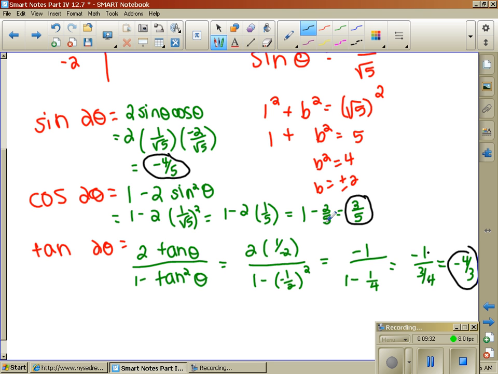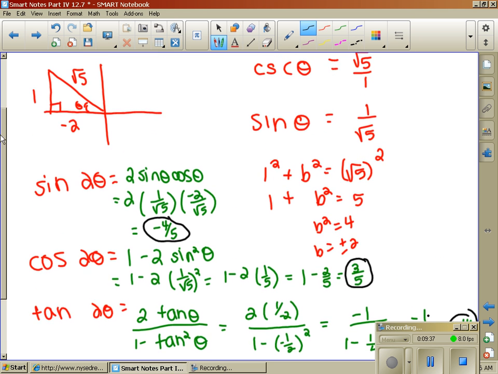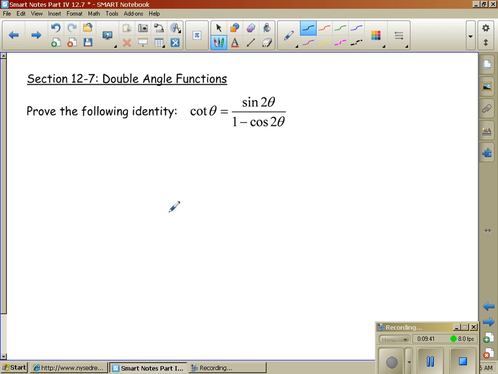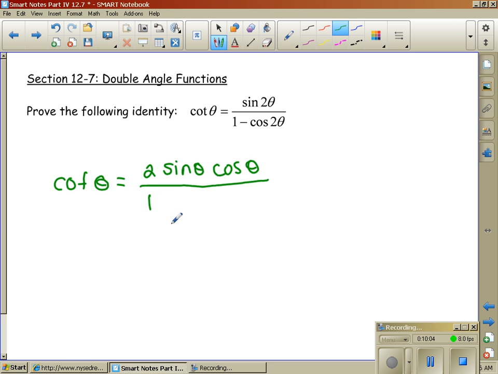Okay, again, all this so far fairly simple. Next page we're going to try proving an identity. So again, as soon as you see the 2 theta, you're thinking, look at my formula sheet. So we're going to leave cotangent theta alone. Substitute in here. Sine 2 theta is 2 sine theta cosine theta. 1 minus cosine 2 theta.